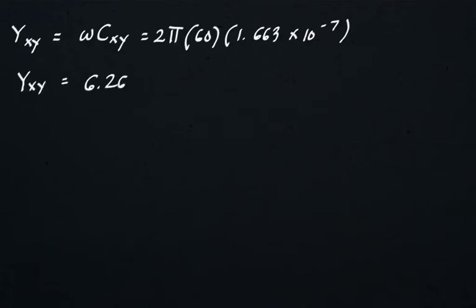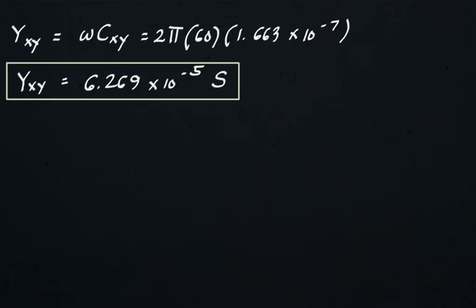So that's your Y. Simply omega times CXY. The frequency is given as 60 hertz. Then plug in CXY. We have 6.269 times 10 to the negative 5 siemens for our admittance.